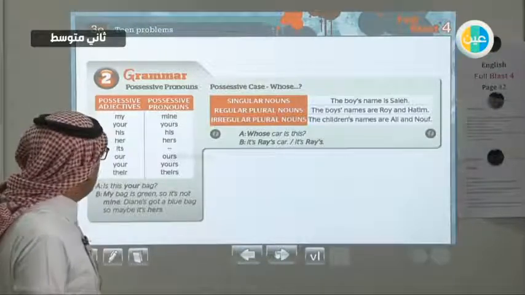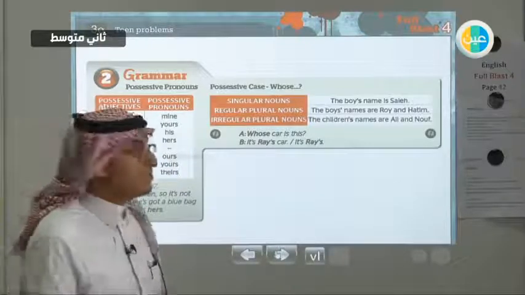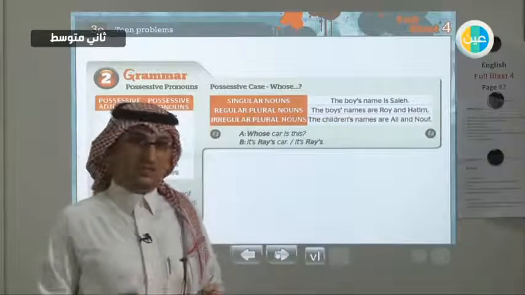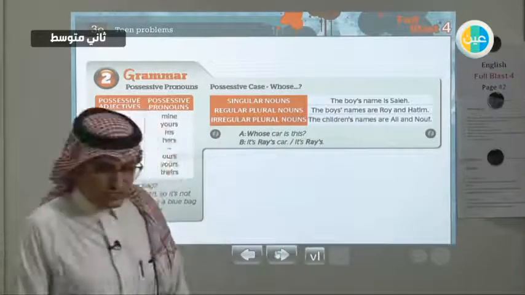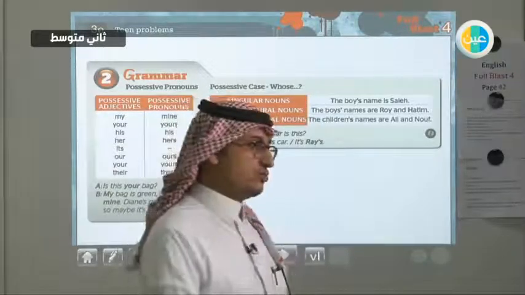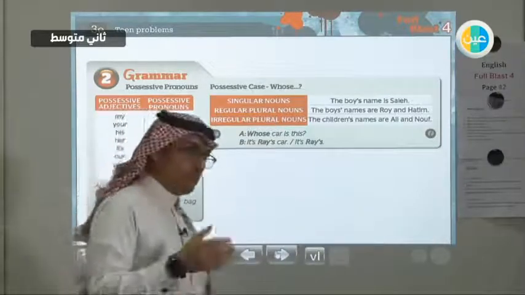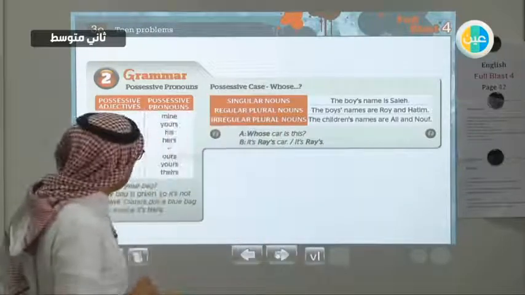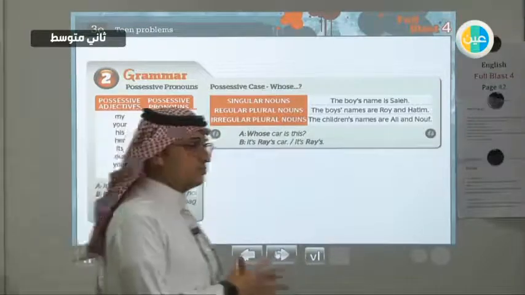Okay, so غالبا اني استخدم البوسيسيف pronouns هنا in the possessive case. When someone asks you whose, he has a question with whose, فعشان كذا استخدم البوسيسيف pronoun. Who's this car? Who's this laptop? Who's this house? And so on. You will use these pronouns. It's mine, it's yours, it's theirs, and so on. Okay. But sometimes I have another form to use.